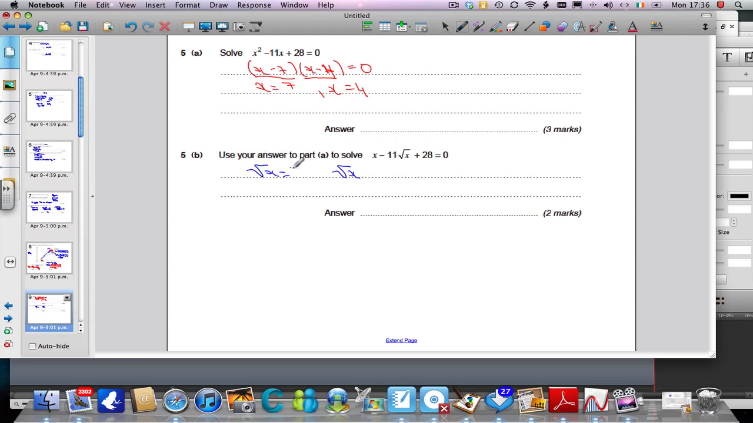So root x would be equal to 7 and root x would be equal to 4. Well, that means x must be equal to 49 and x must be equal to 16. And there's your 2 marks.